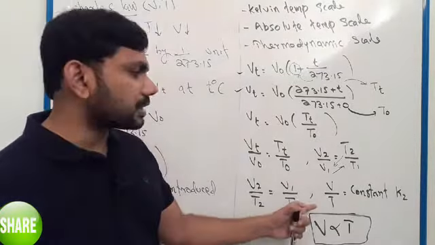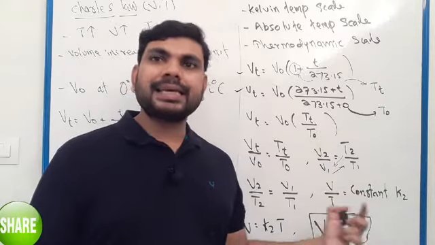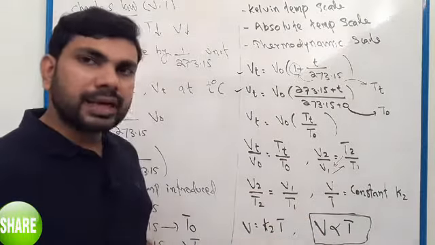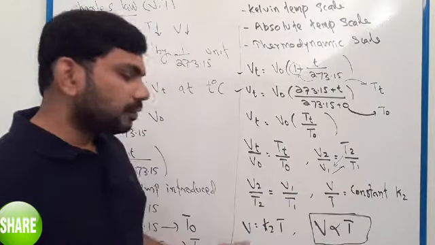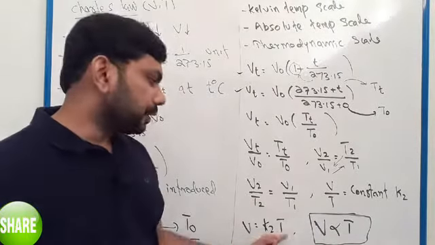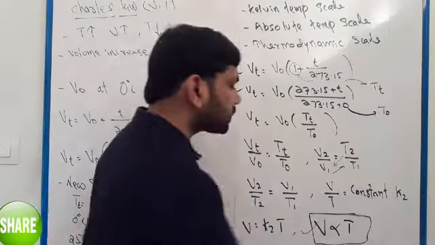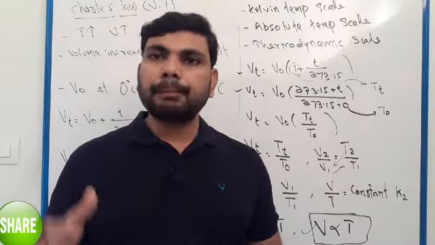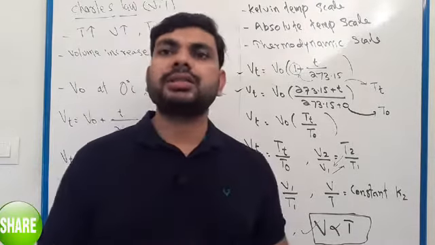We can call this constant K2. We already mentioned K1 in Boyle's law, so we can use another constant K2. So V by T is a constant. Bring T over there. So we can say V equal to K2 times T, or you can say V directly proportional to temperature. This is Charles' law. Volume of a fixed amount of gas is directly proportional to temperature at constant pressure. This is what I am saying here, Charles' law.